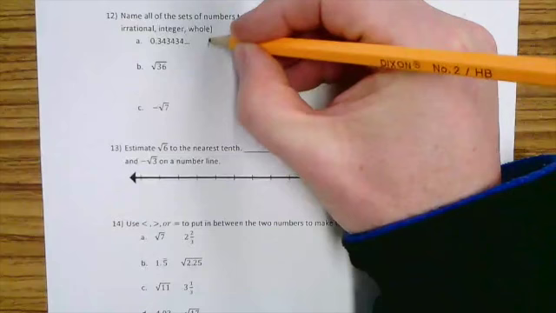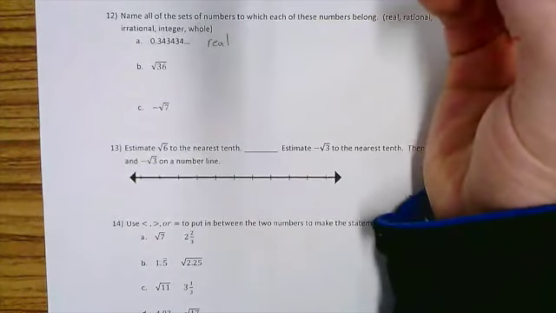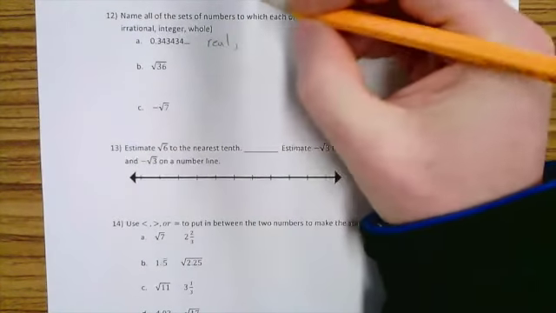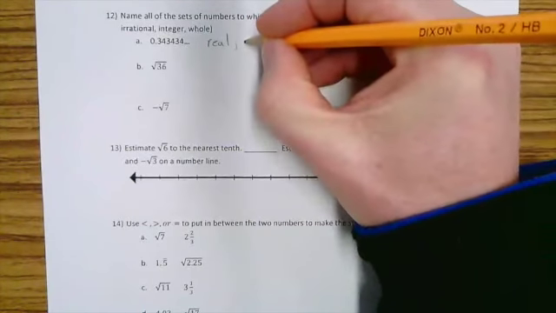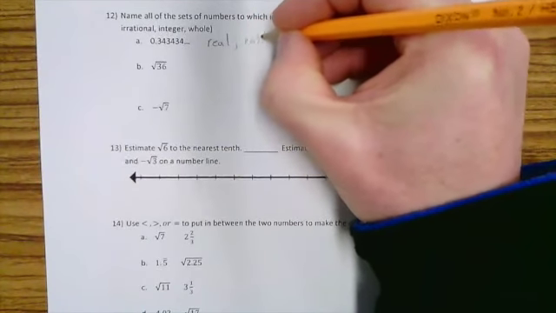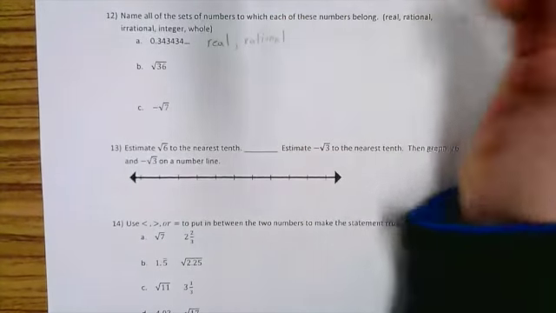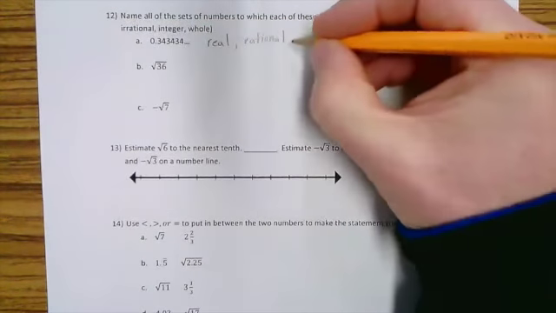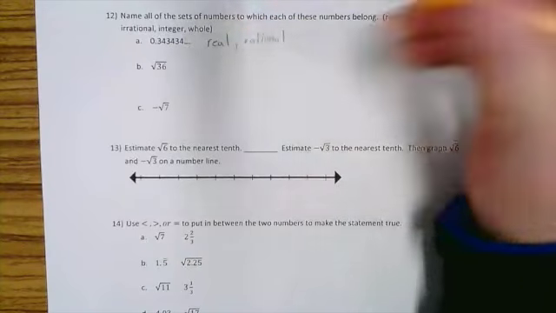Now, all of these are going to be real unless we have the square root of a negative number. So we have real. Then we have to choose between rational or irrational, and this is a rational number because it can be a repeating decimal, can be turned into a fraction. It is not an integer, and it is not a whole.